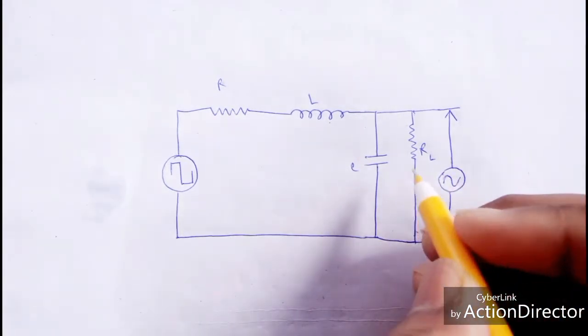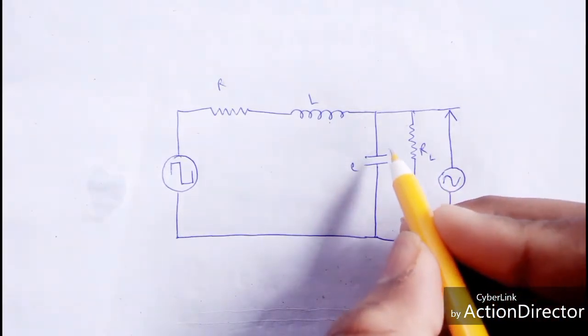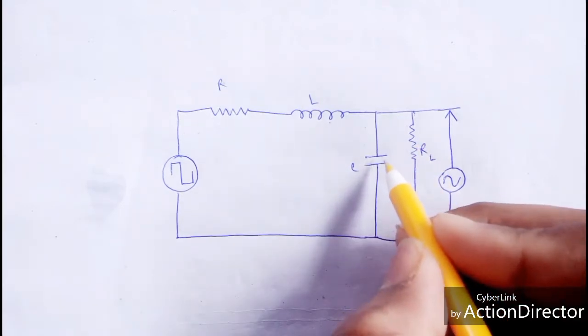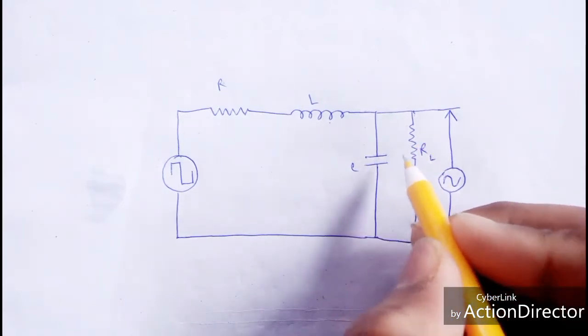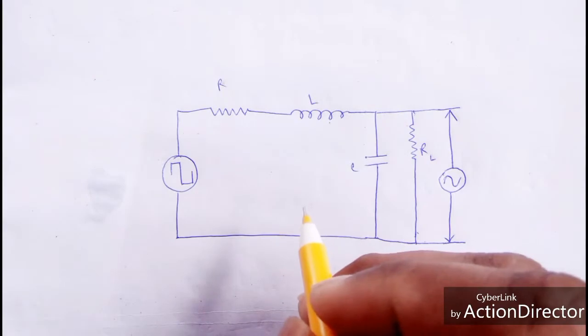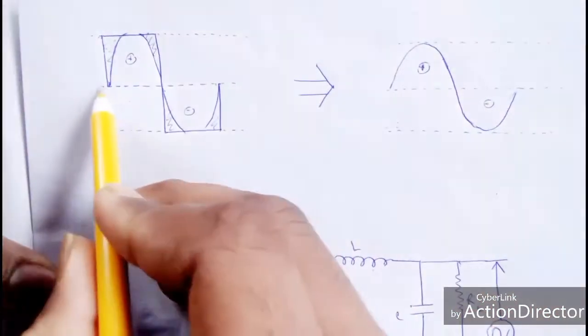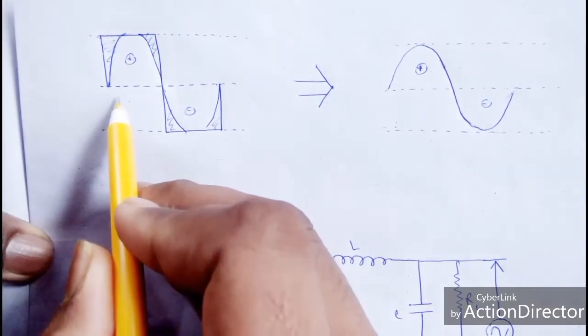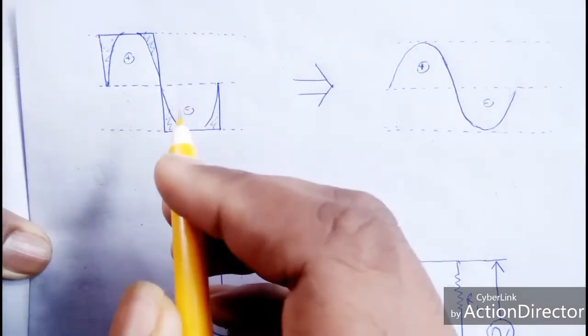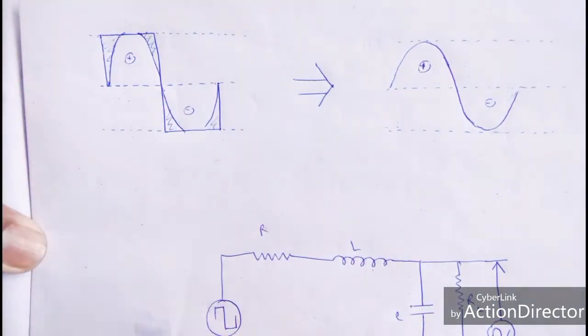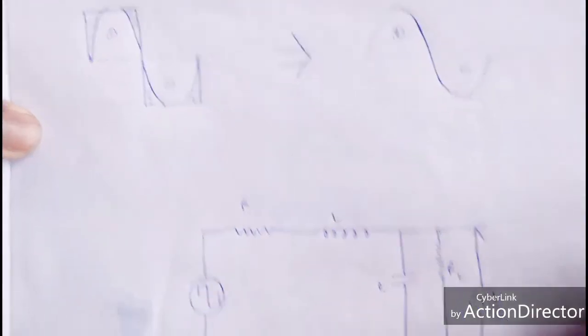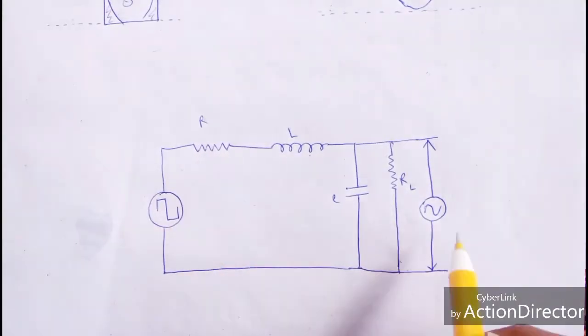That is, it works in charging and discharging the capacitor. When the capacitor is charging and discharging, the sharp edges of this wave are being cut, to provide the charge to charge and discharge the capacitor, and this square wave becomes the sine wave.